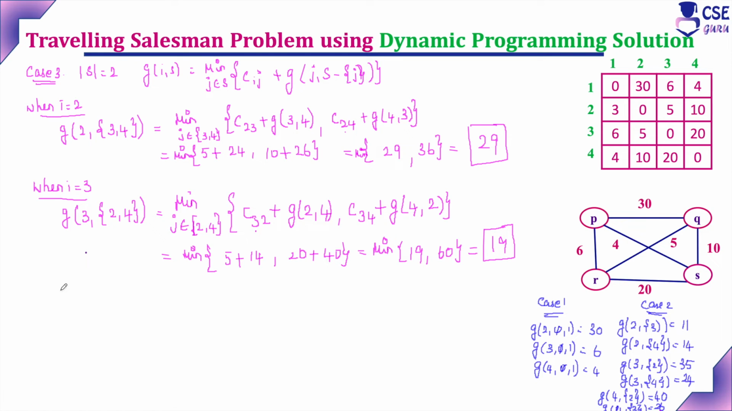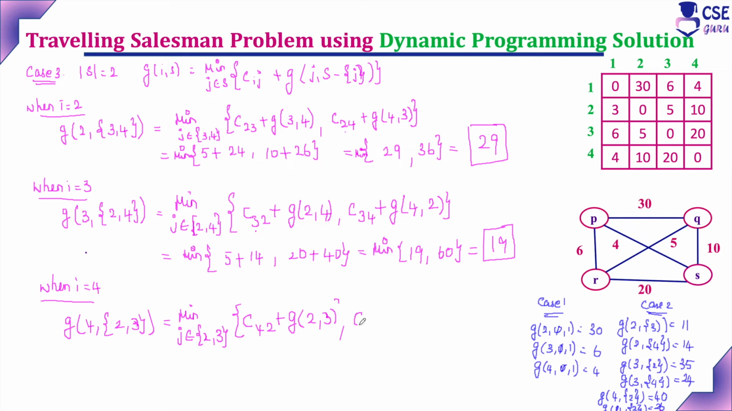Okay. Next. Suppose if choice is fourth city in the sense G of 4, comma after visiting fourth city there is 2 more cities to be visited, that is 2 and 3. That is the meaning. Okay. So minimum of J belongs to 2, comma 3. 3, 4, 2. Currently he is visiting fourth city. Next he has to visit second city. After visiting second city, there is one more city to be visited. That is 3.